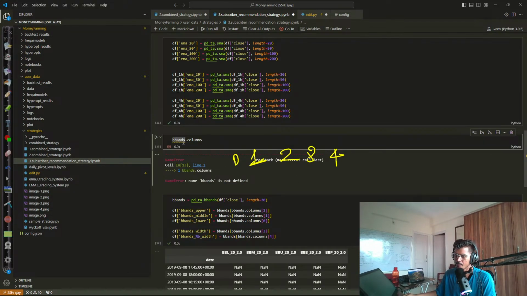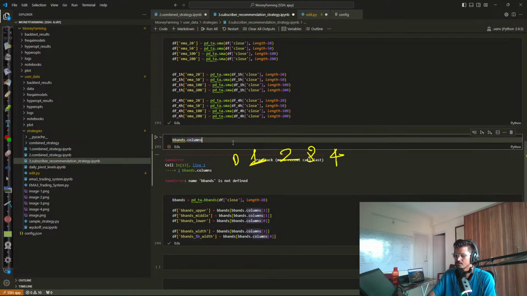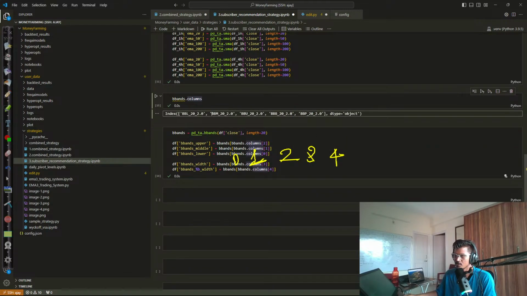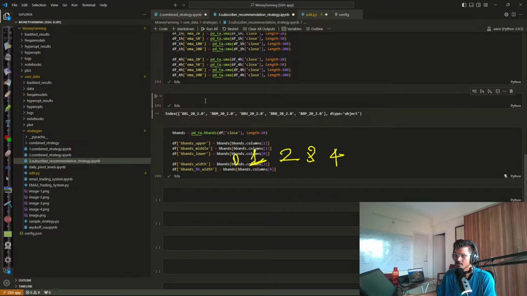Columns, Bollinger bands. Okay, I haven't executed it, so yeah, see this 0 1 2 3 4, right? So this is how we get it.